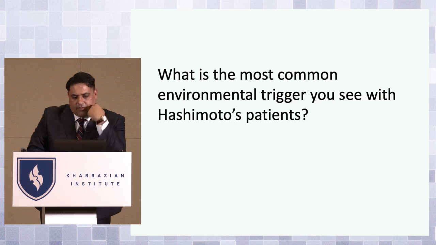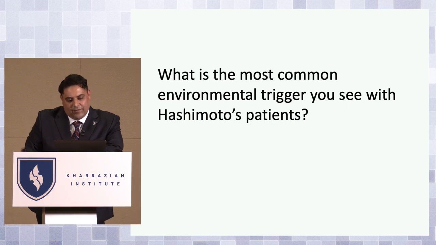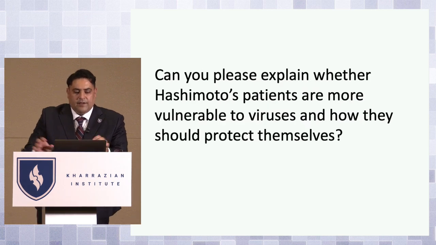What is the most common environmental trigger you see with Hashimoto's? Well, food is the most common trigger. It depends what you define as environmental, but as far as food goes, it's going to be, without question, gluten. As far as pathogens go, the most common are H. pylori and hepatitis C. And if you talk about chemicals, the most significant is definitely BPA, plastic. Devastating for the thyroid. So those are the most common triggers. We'll talk about those in more detail as we get into part 2.